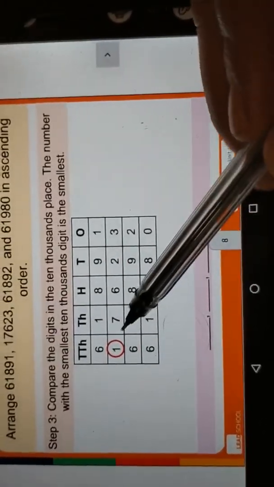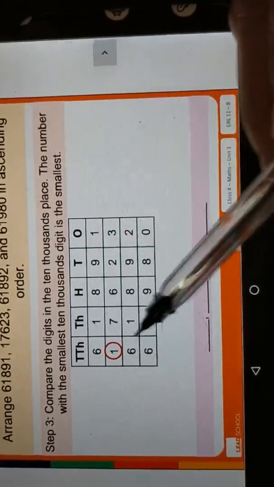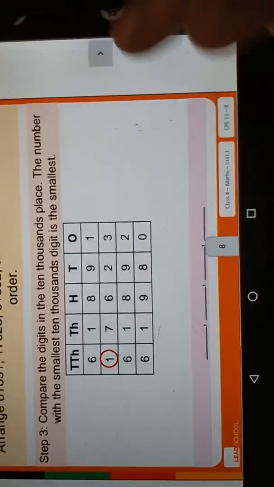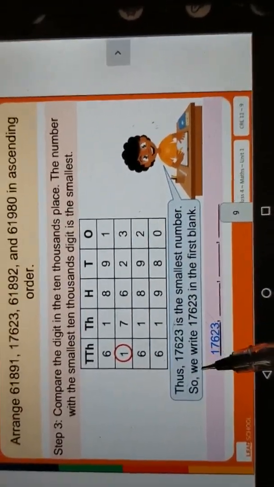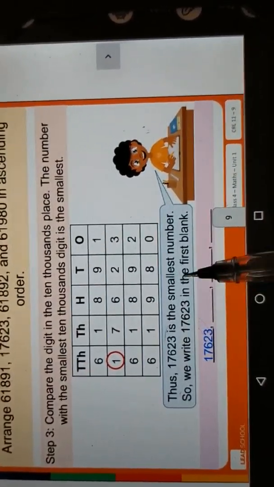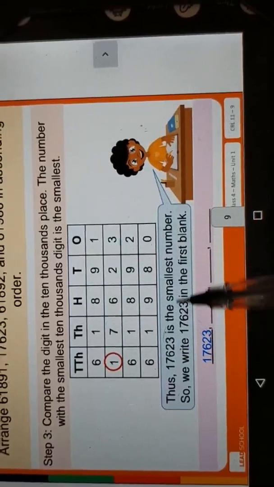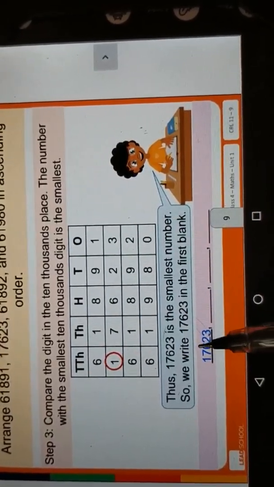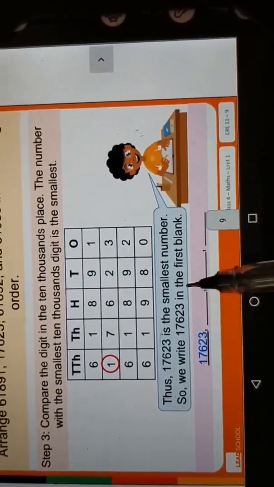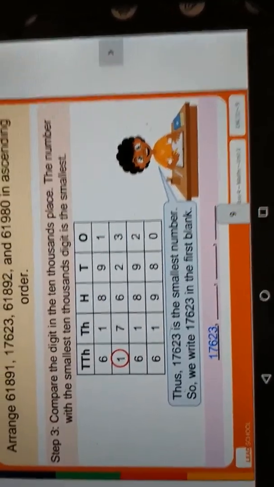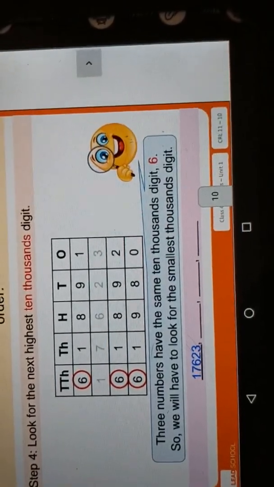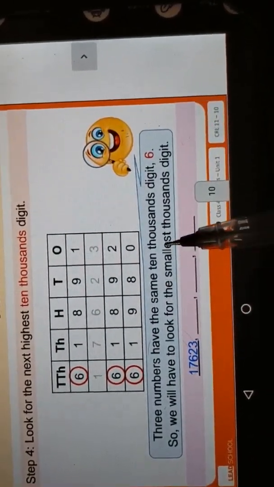So after that we have to 10,000 place में हमें जो numbers है उसको compare करना है और smallest number पे हम क्या करेंगे? We have to make the circle. So that 17,623 is the smallest number. So we write like that, 17,623 in the first blank. First blank में हम क्या लिखेंगे? 17,623.